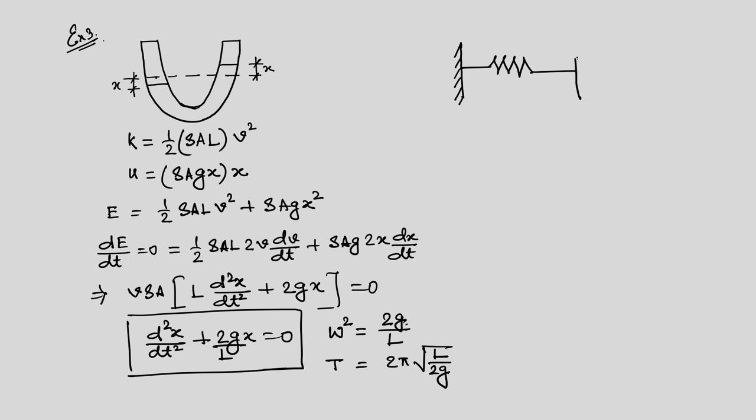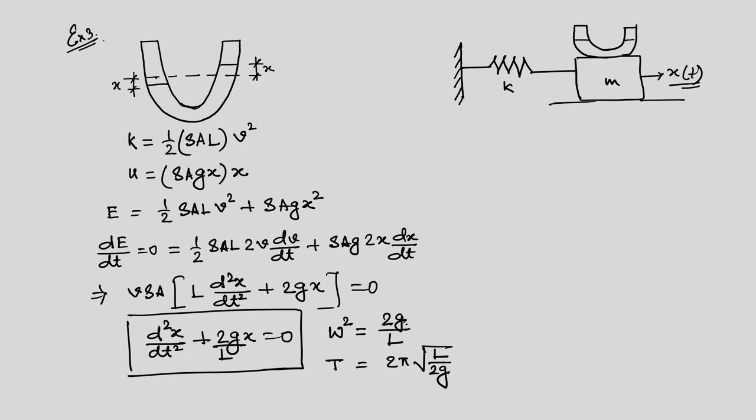Now, if this is the mass which is actually moving over this plane, so this is the stiffness and this is the mass, and it actually moves in this direction by an amount x of t. Now, because of certain force or initial condition, this mass experiences some deformation. Now, what we can do, we can actually put a U-tube over it and then we can partially fill this U-tube with water.